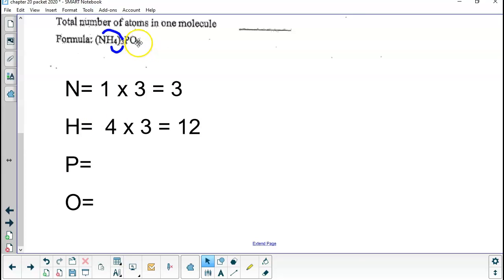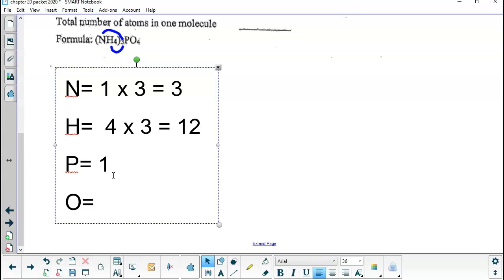Now this P and the O aren't part of the parentheses, so that 3 doesn't mean anything. There are no numbers behind the P, so that means I just have 1 of those. There's no subscript that goes with the P. For the letter O, there's a 4 after the O, so I have 4 O's in there.